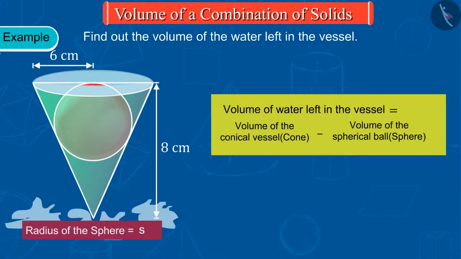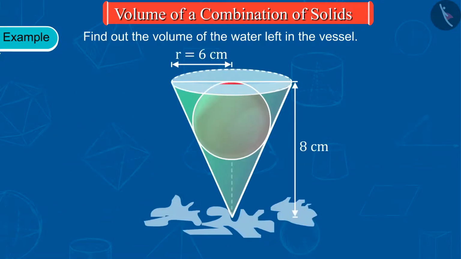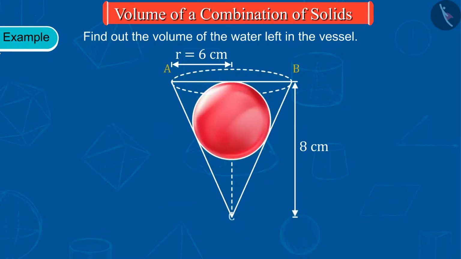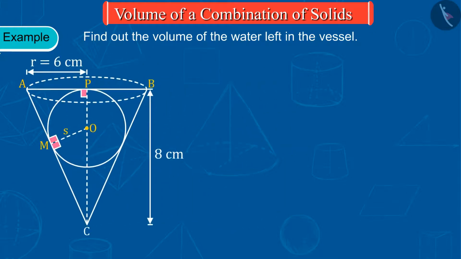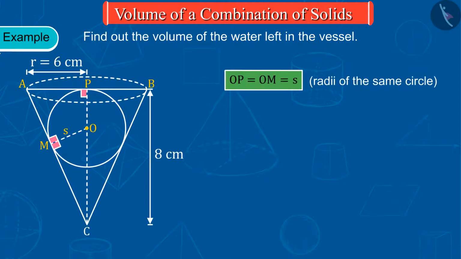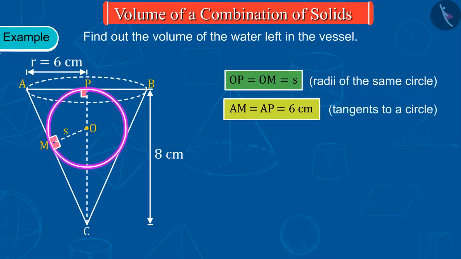Let the radius of sphere be S. Let's now draw a figure for the given situation, in which we represent the cone by a triangle and the sphere by a circle, where the values of OP and OM are equal since they are the radii of the same circle. Also, AM and AP will be equal. Can you tell why? Since AM and AP are the tangents to a circle from an external point A.